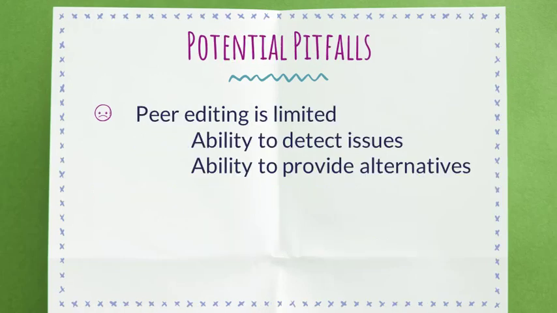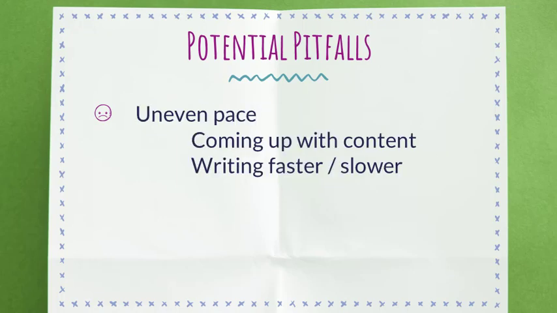On that note, one possible potential pitfall is that peer editing is limited. Students may have limited ability to detect issues, or they might notice that, I don't think this is quite right, but they're not sure what the alternative is, so they let it go. The logistical potential pitfall of this activity is that sometimes there's uneven pace. Some students write faster than others. Some students come up with content faster than others. And so you may have some students who are done and some students who haven't even started writing yet.